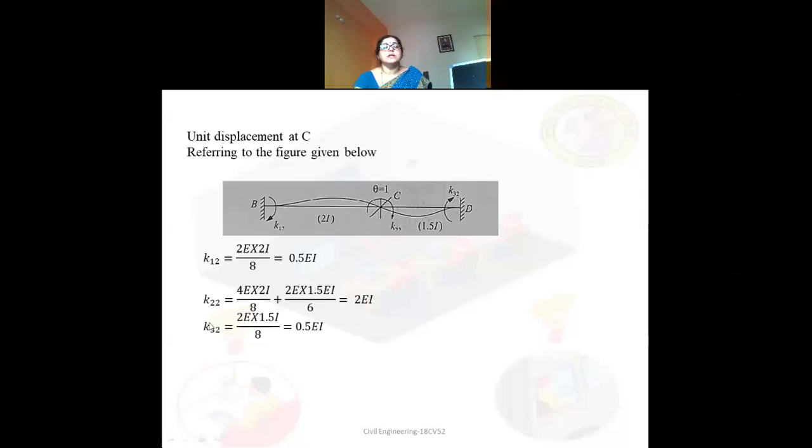Then K32, what is the force at coordinate 3 due to unit rotation at coordinate 2? So what will happen? 2 EI by L into 2 theta D plus theta C minus 3 delta by L. Theta D anyway it is 0. In place of theta C if you write 1, what is the answer you are going to get? And I value is 1.5. So you are going to get 0.5 EI.